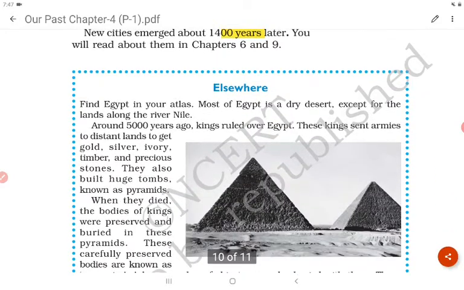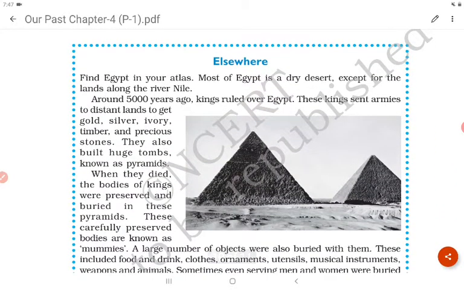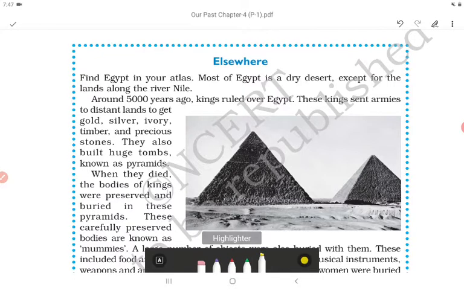So what is happening elsewhere? Let's see. Find Egypt in your atlas. Most of Egypt is a dry desert, except for the lands along the river Nile. Around 5,000 years ago, kings ruled over Egypt. These kings sent armies to distant lands to get gold, silver, ivory, timber, and precious stones.